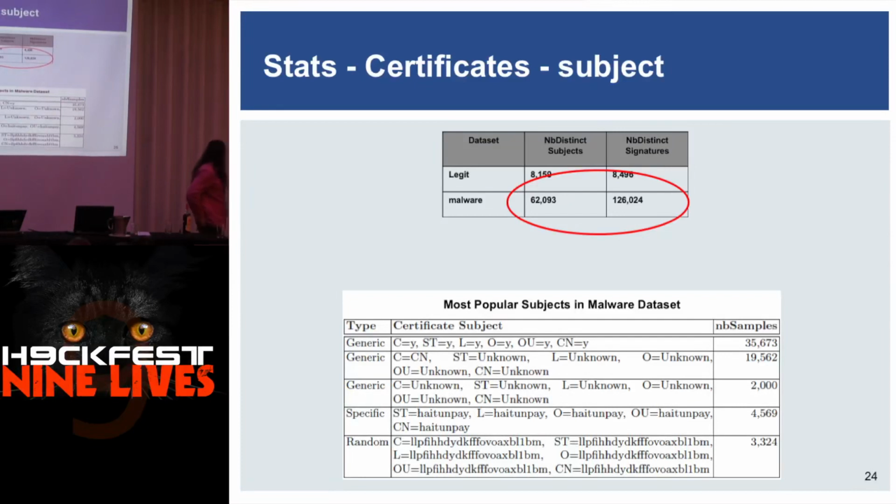And then there's the LLPFIHAGYDEAK, blah, blah, blah. That comes back 3,000 times. So this is very specific. This is probably a randomly generated string, but it's the same on all the certificates. Very interesting. It's easy to spot it and say, well, I'm going to look at those 3,000 malware. They probably come from the same guy, or at least from the same place.